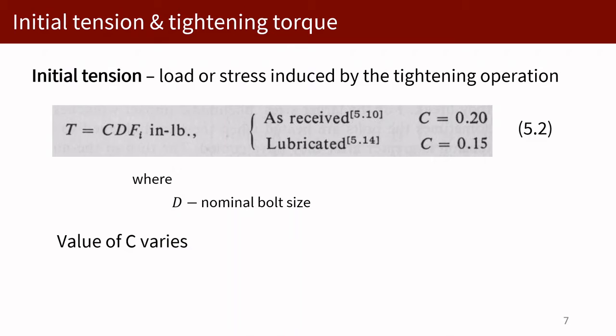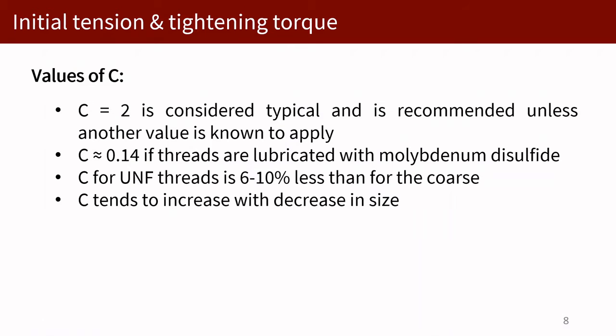So next, in the equation, d refers to the nominal bolt size, and Fi is the initial force applied. So there is also another suggested or recommended value for the torque coefficient, since it varies depending on the type of threads, the type of lubricants used, the condition of the threads, and the size of the threaded member itself.